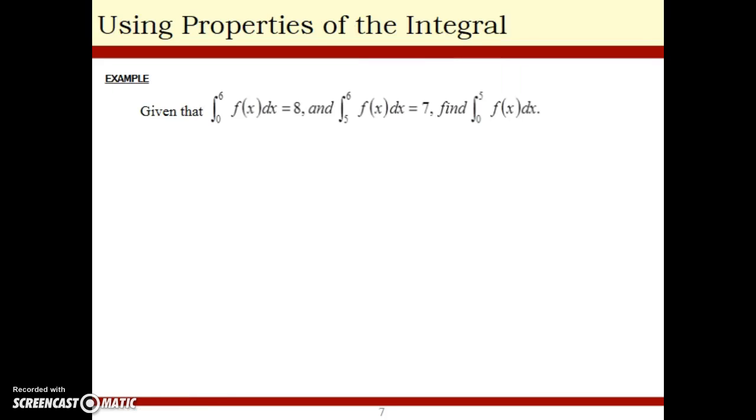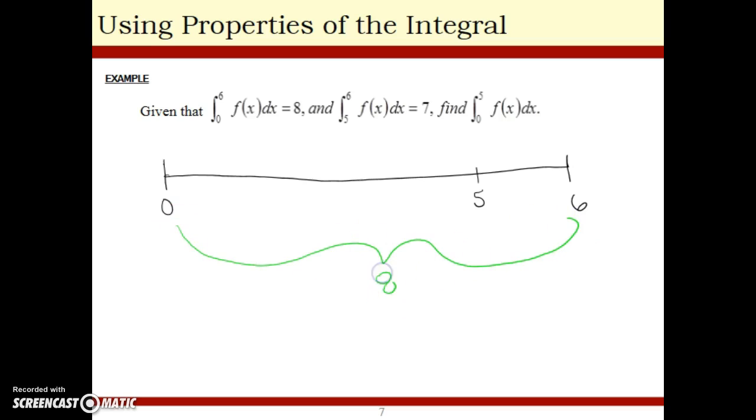So for example, if you're given an integral here from 0 to 6, the integral from 0 to 6 of f of x is 8. And then the integral from 5 to 6 of f of x is 7. What I do is I just go ahead and draw this on a number line. We've got 0, we've got 5, and we've got 6. Those are all the points of the integral. We know the integral from 0 to 6 is going to be 8. So from 0 to 6, we have 8. And we know the integral from 5 to 6 is 7.